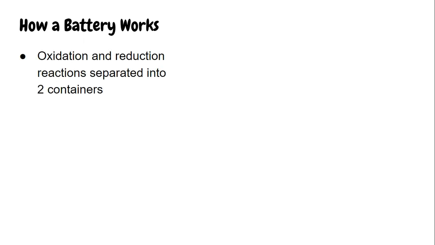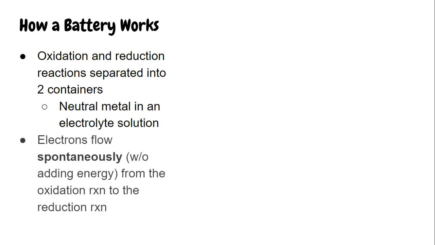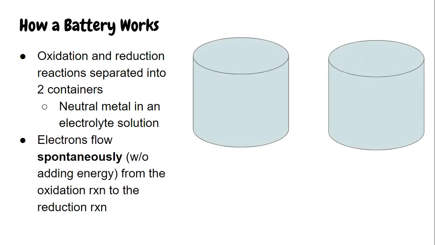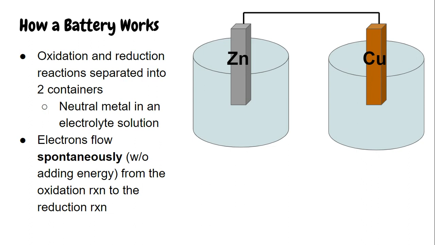So essentially within a battery, there's an oxidation reaction taking place and a reduction reaction taking place, and they're separated into two separate containers where there are neutral metals placed into an electrolyte solution. So this diagram is a very simplified diagram of how a battery works. If we were actually in class, we could really build a battery like this using beakers and pieces of metal.